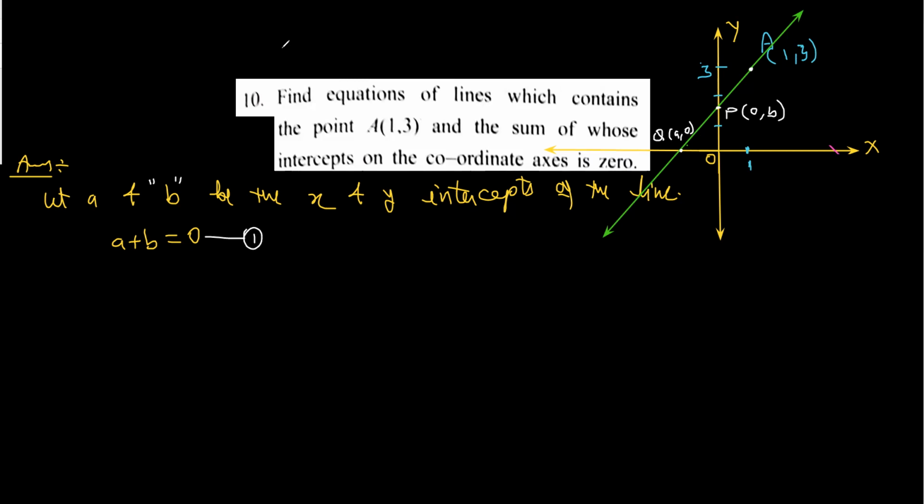Now if you are thinking, sir, you said that it is lines, so where is the second line? See, for solving, one diagram, one line is enough. Let me complete it. I will also show you the second line. So let me now complete the solution. So here I have written, let A and B be the x and y intercepts of the line. So A plus B is 0. And I hope you all have understood this part.